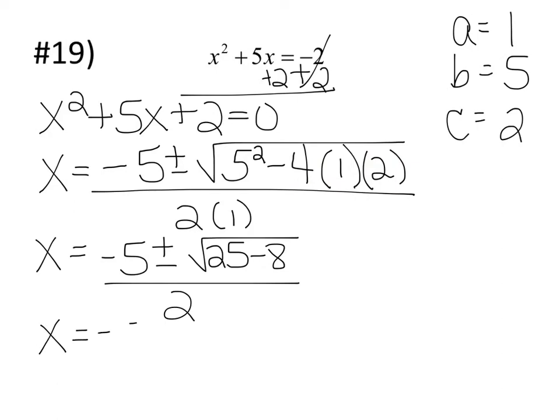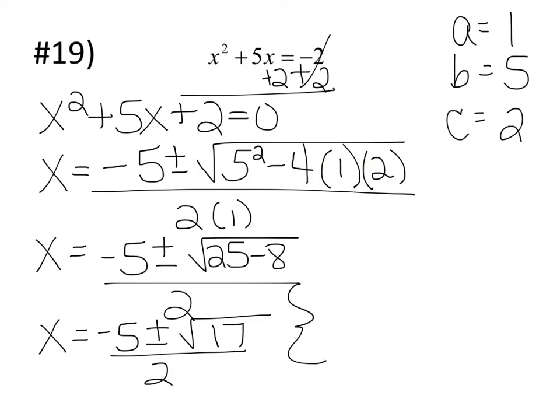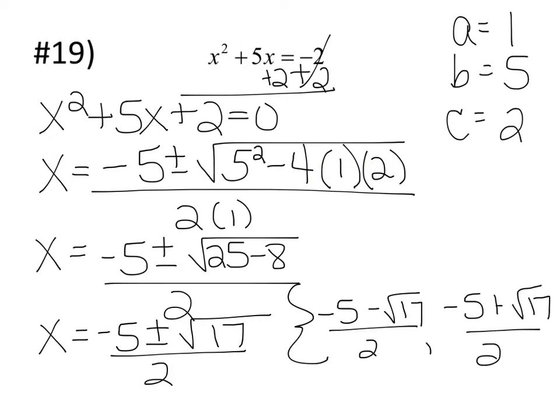All right, so x equals negative 5 plus or minus the square root. 25 minus 8 is 17 over 2. 17 cannot be simplified, so your answers are negative 5 minus the square root of 17 over 2, and negative 5 plus the square root of 17 over 2.